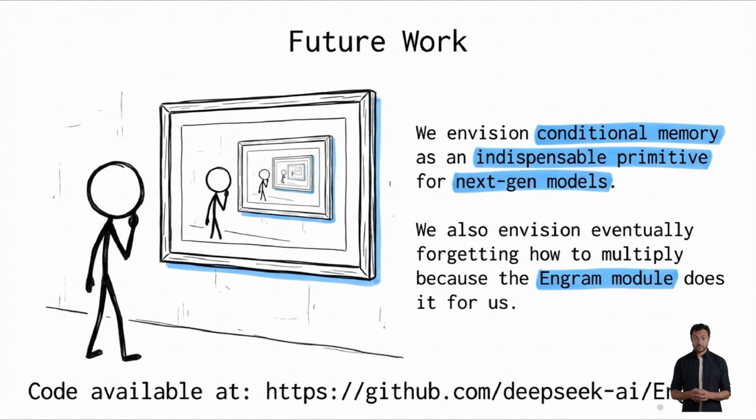In fact, we can imagine a future where certain routine skills, like multiplying, fade into the background because an Engram module handles them automatically.